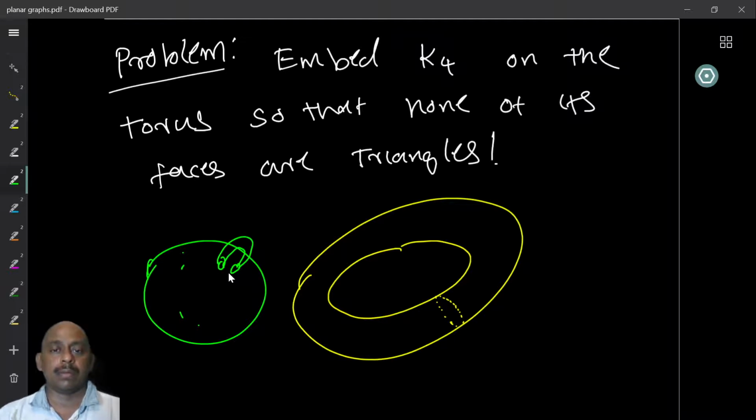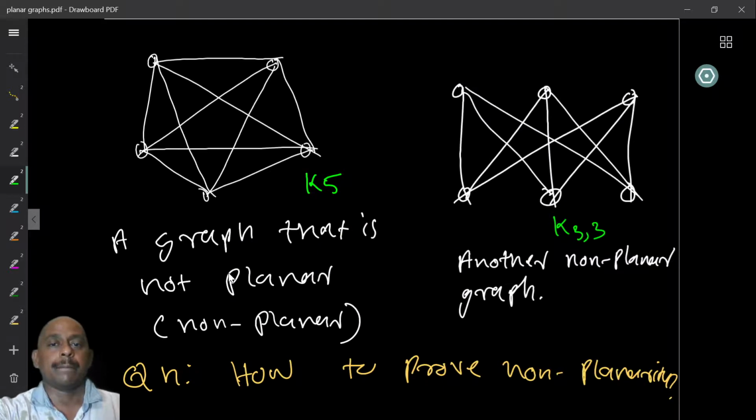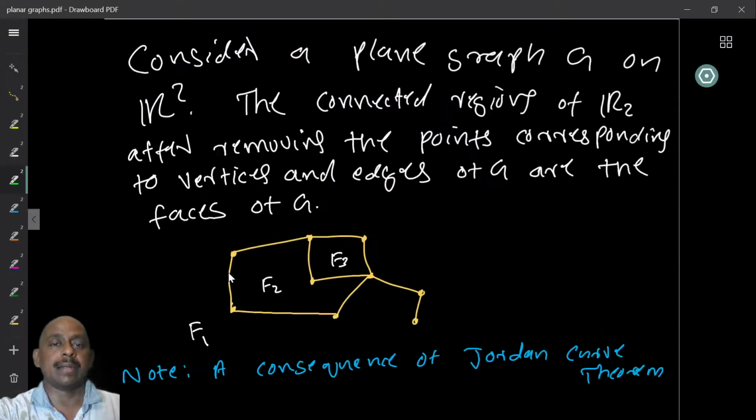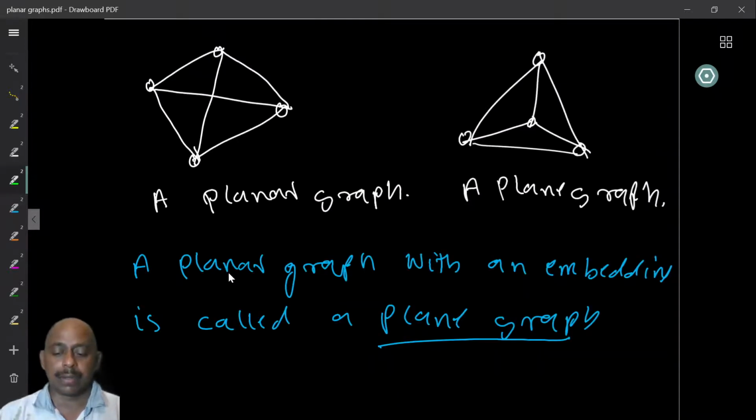Now, the interesting part about this exercise is that if you look at the embedding of the planar graph K4 on the plane, the complete graph on four vertices, all its faces are triangles, right? You look at any of these faces, each face is basically a 3-cycle. The boundary of any face is a 3-cycle. Even the outer face, the boundary is a 3-cycle.